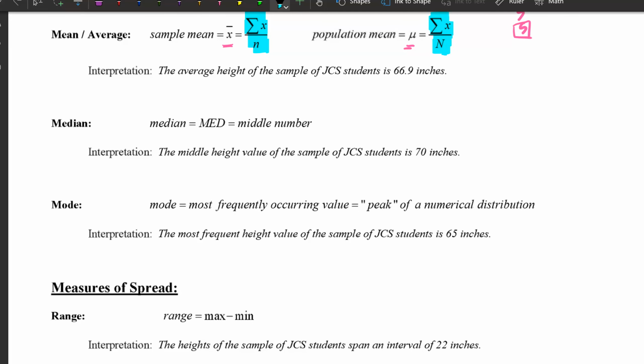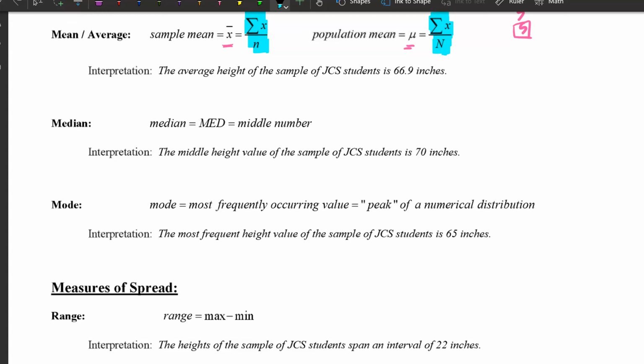Median. Median is the middle number. To calculate the median, you put the data in order, and you just kind of count towards the middle. If you have odd data, then the middle number is your median. If you have even data, the middle is going to be between two numbers, and you just take the numerical average between them. The interpretation: the middle height value of the sample is 70 inches.